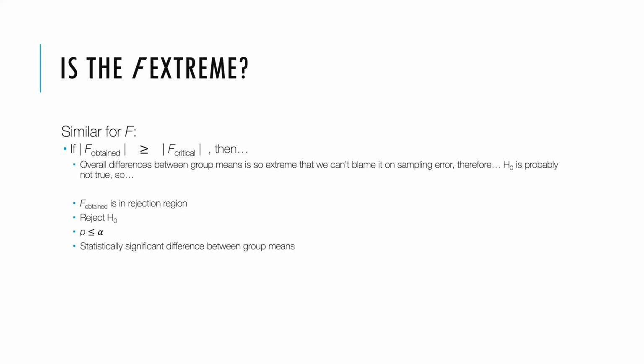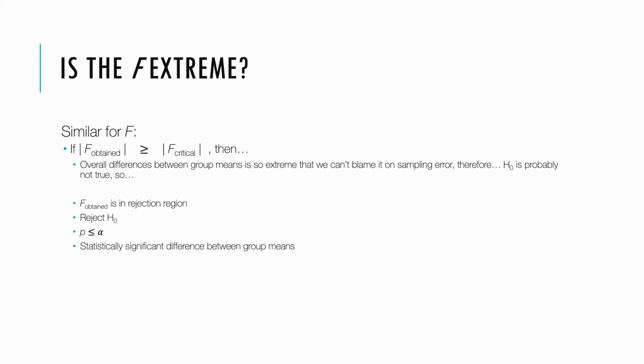If our F obtained or F calculated is greater than our F critical, because we're using that same logic for the F test for ANOVA, our F obtained is going to be larger than our critical. That means our overall differences between all of these groups are so extreme that we can't blame it on sampling error. So the null is probably not true.